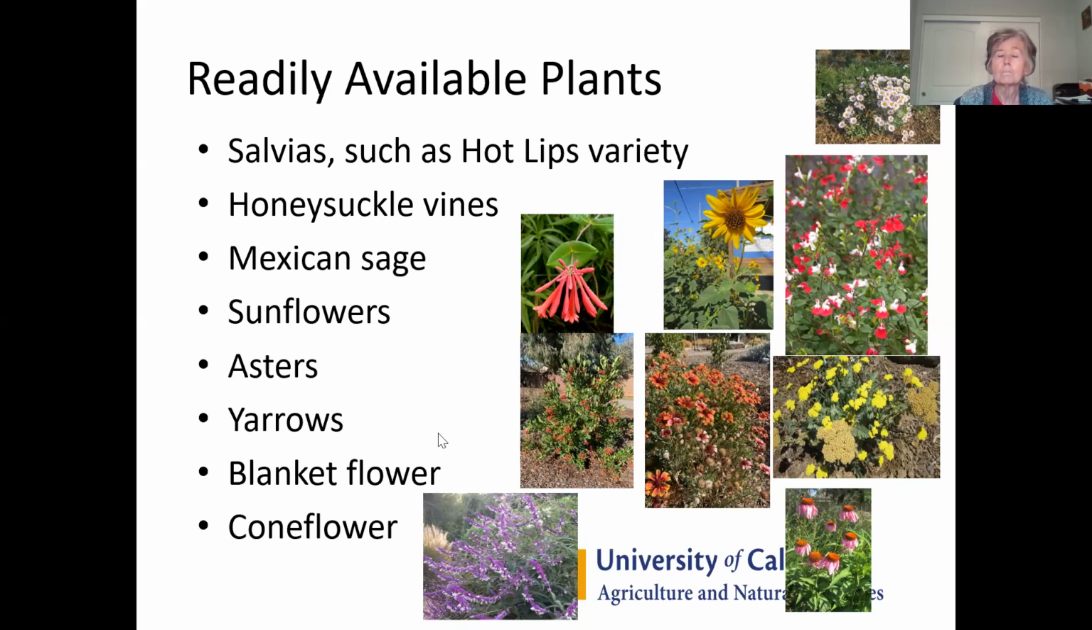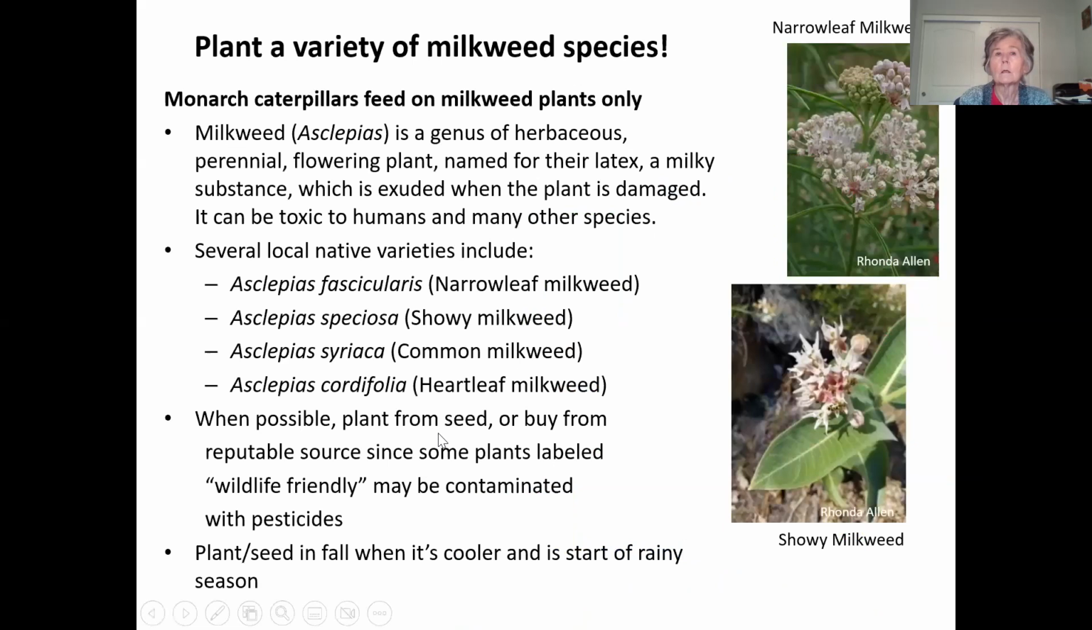And we want to plant a variety of milkweed species because as we have established, monarch caterpillars feed only on milkweed plants. And milkweed is a genus of herbaceous perennial flowering plant that's named for that latex milky substance, which is exuded when the plant is damaged. It can be toxic to humans and many other species.